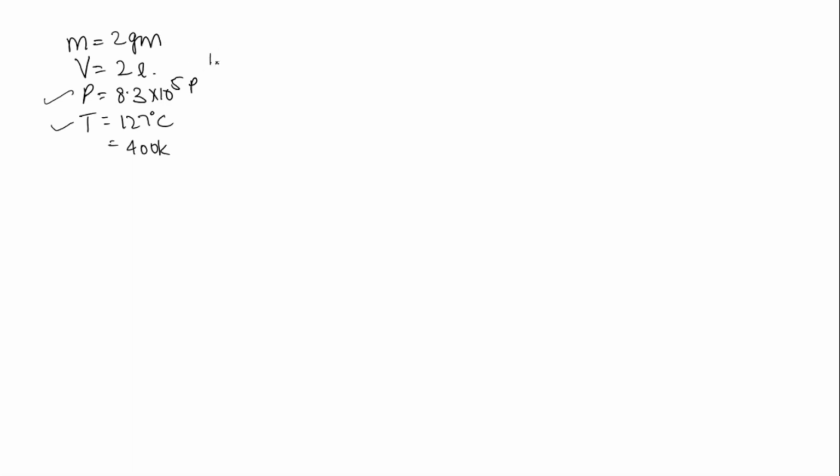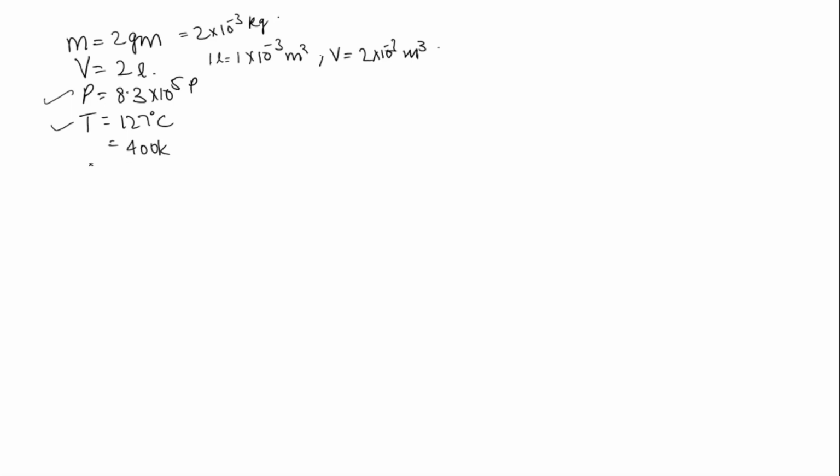So 1 liter is equal to 10 to the power of minus 3 cubic meter. So 2 liters is equal to, so volume is equal to 2 into 10 to the power of minus 3 cubic meters. Now mass should be converted into kilogram. So 1 gram is equal to 10 to the power of minus 3 kilograms. So 2 grams is equal to 2 into 10 to the power of minus 3 kilograms.